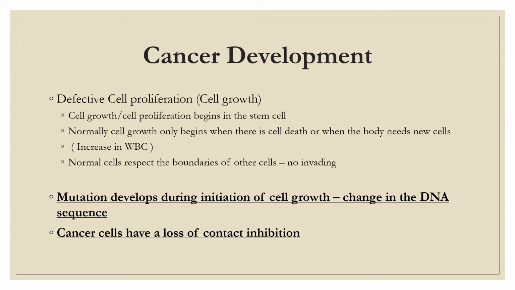So talking about cell proliferation, it's really the start of a cell. So it's cell growth. It's pretty much the same term. So cell growth, cell proliferation, and that growth begins in the stem cell. Normally, cell growth only begins when there is a cell death or when the body needs new cells. A good example of when the body needs new cells is if we're having an infection. So the body wants to recreate a lot of white blood cells to fight off whatever the body's fighting. Other than that, it'll create new cells when there's cell death.